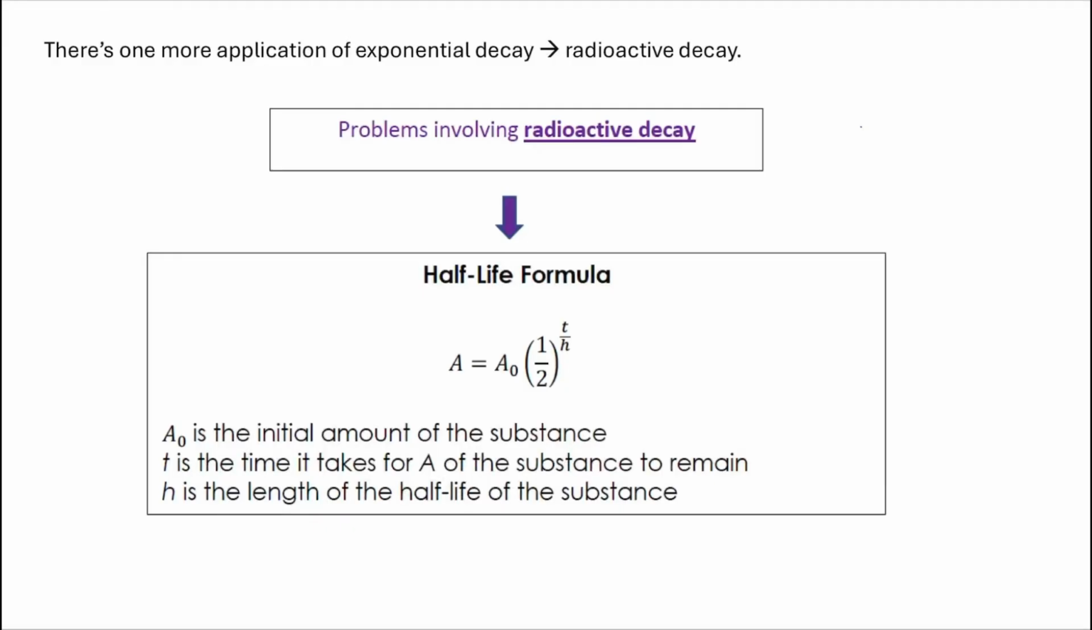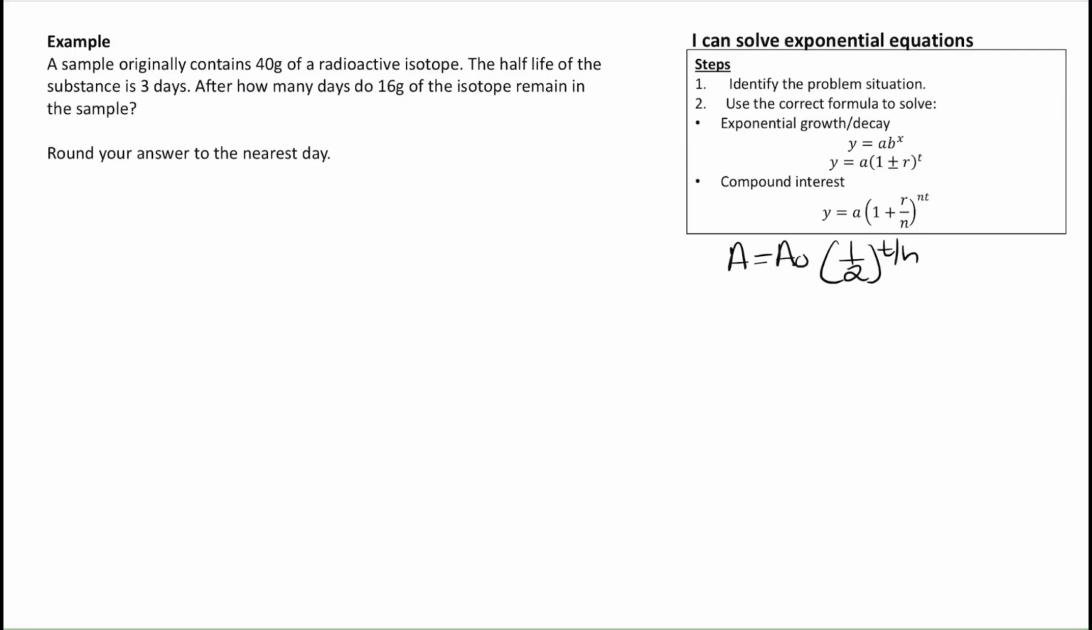So there's one more application of exponential decay I want to go over with you, and this is called radioactive decay. Whenever you have a radioactive substance, there's something called a half-life, which is the amount of time it takes for half of the substance to decay. We're given this formula here, which is what we can use to calculate values in this type of problem. So let's look at an example.